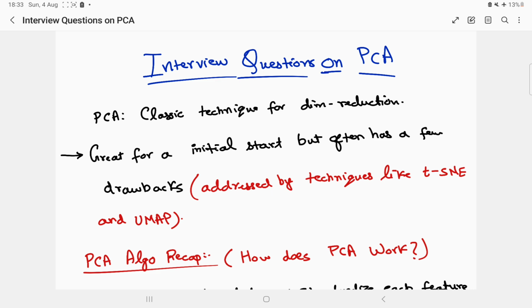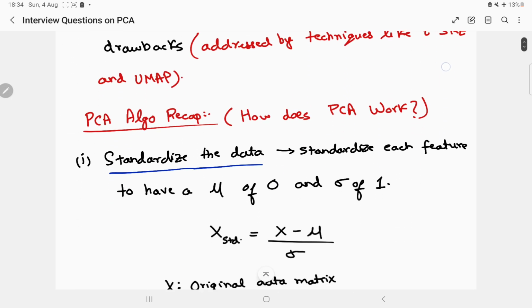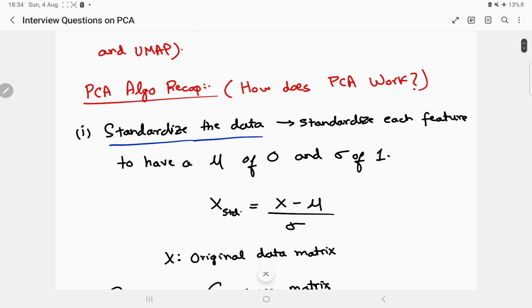The second question that might come across your way is, how does PCA work, or what is the algorithm behind PCA? So the first step is to standardize your data. That is basically ensuring that each feature has a mean of 0 and a standard deviation of 1. And the way to typically do that is you take your original input data matrix, say we call it X. For each feature, you subtract the mean of that particular feature and divide it by the standard deviation, and that will land you at the standardized input data matrix. Let's call that X standardized, right?